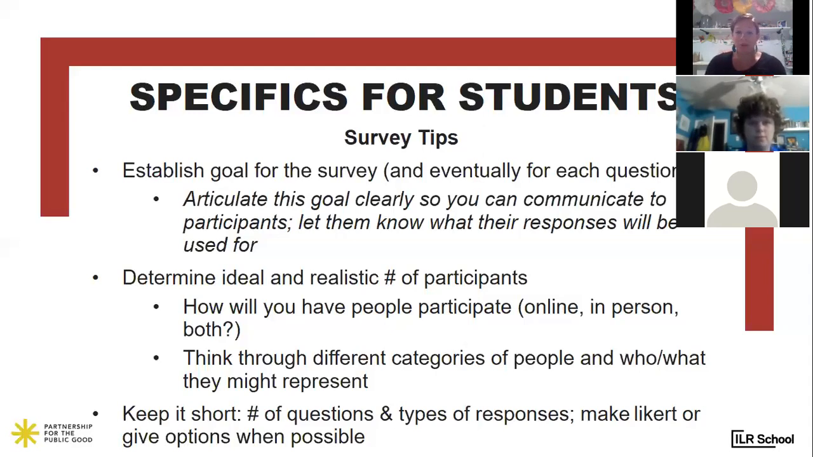Keep it short, the number of questions and the types of responses. And again, I can go through this and I'll be sending some links too. Make them Likert scales. So it's usually like strongly agree or strongly disagree, and it could be 5 or 7 different options in between, or give options when possible.